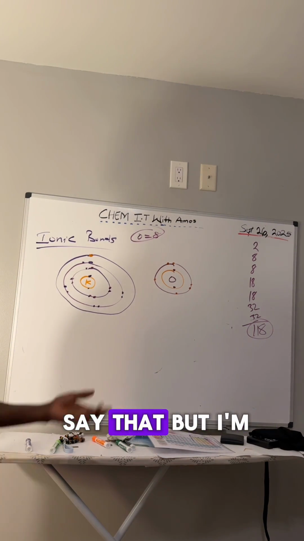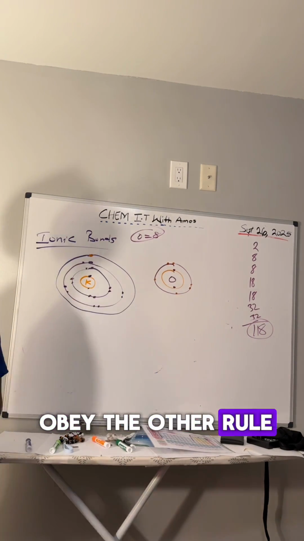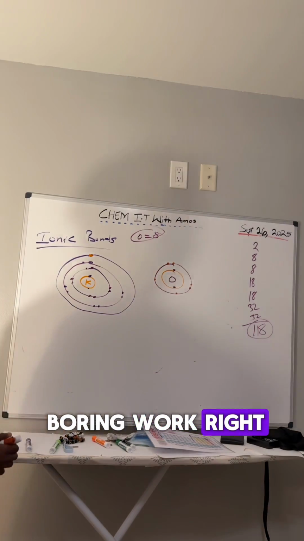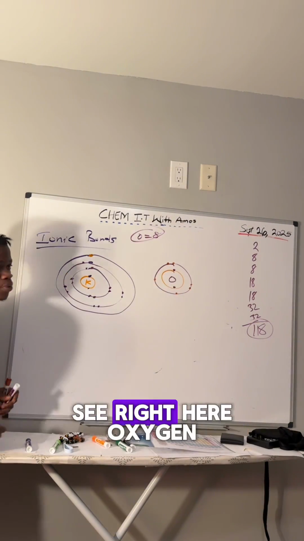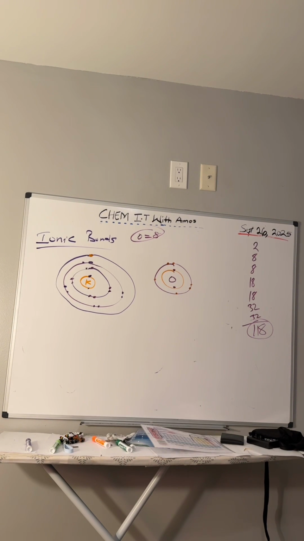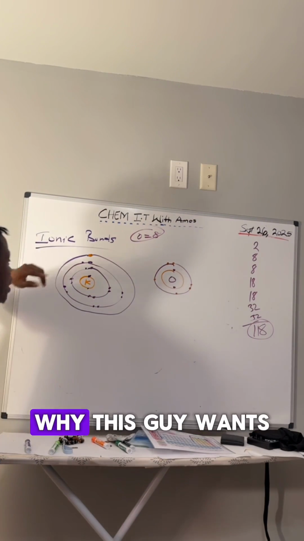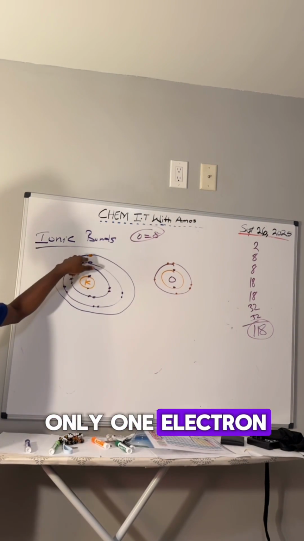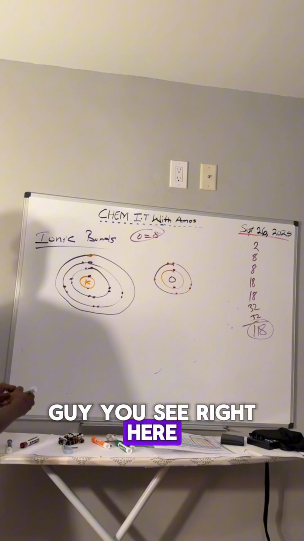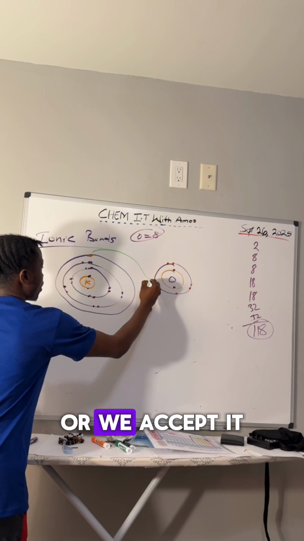So oxygen says that, and potassium says no, let me just give away the 1 here to obey the octet rule in simple form. Hope you understand how bonding works. So this guy you see right here, oxygen, wants to form 2 bonds, because it is left with 1 vacant and 1 vacant. When this guy wants to give away only 1 electron, if he gives away this 1 electron right here, oxygen will accept it.